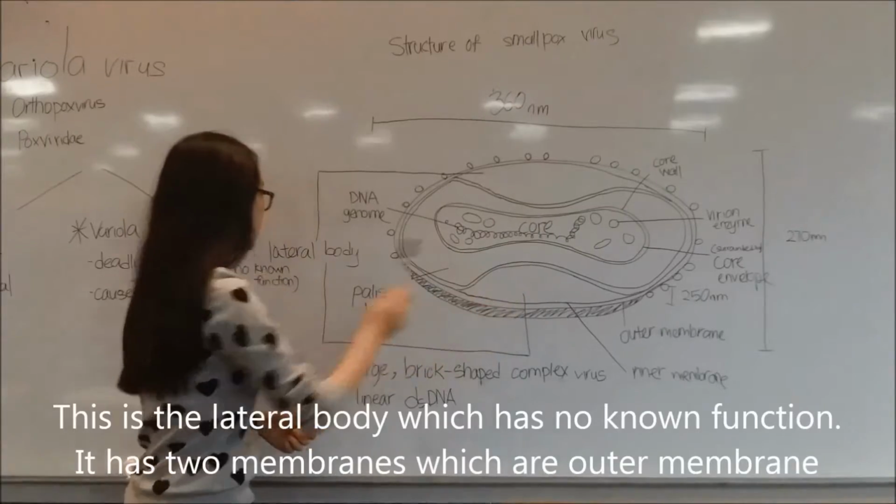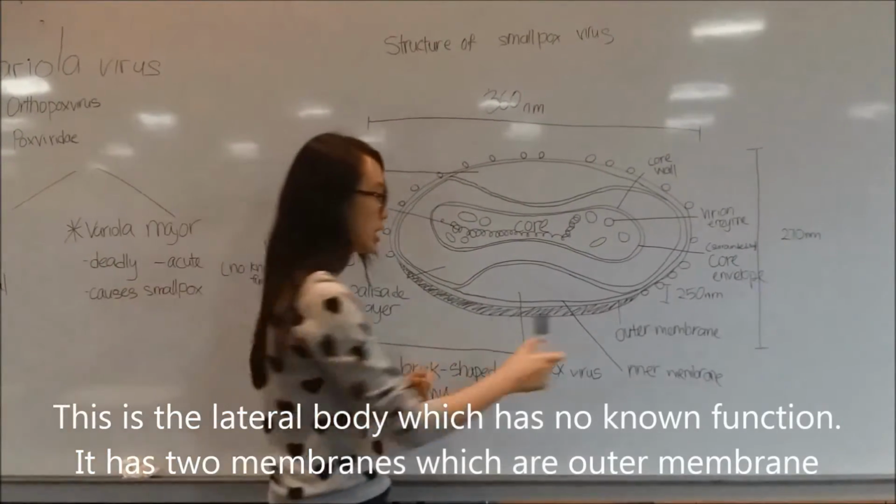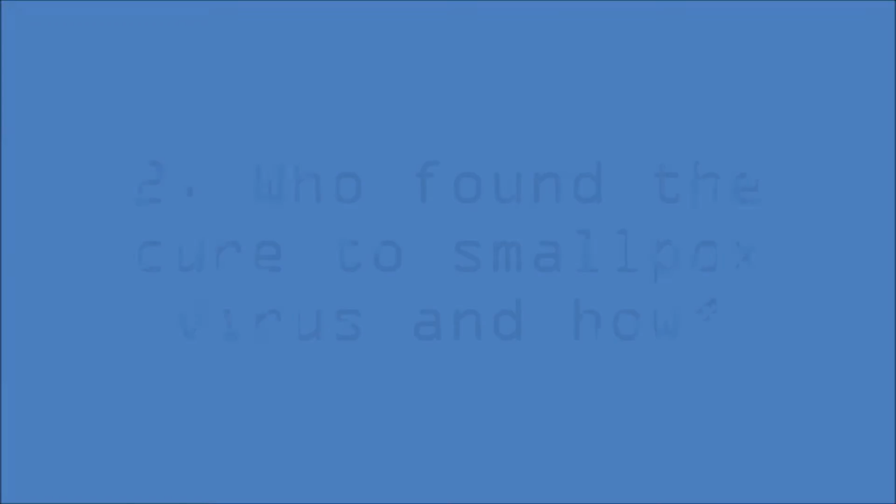This is the lateral body, which has no known function. It has two envelopes, which are the outer membrane and the inner membrane.